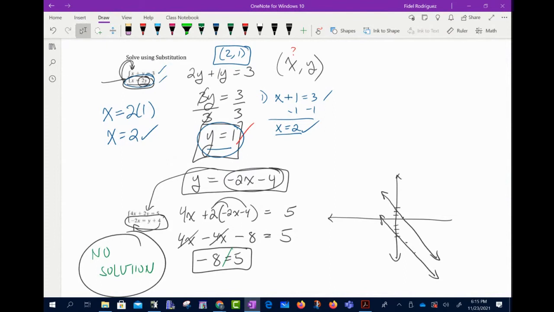And we know how to solve equations. We know how to manipulate, distribute and all that kind of good stuff. And on the second one, we didn't come up with an answer because all the x's canceled out and we got negative 8 equals 5, which we know isn't true. So that just tells me that there's no solution, okay?